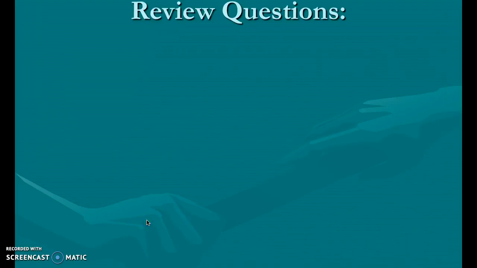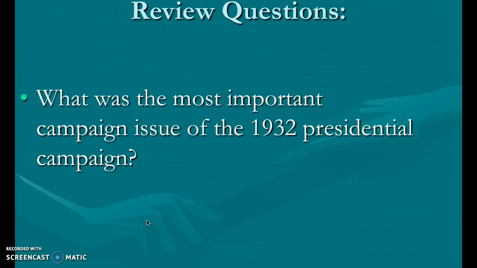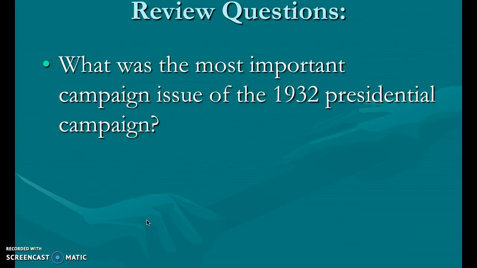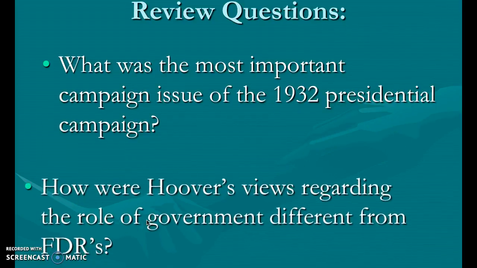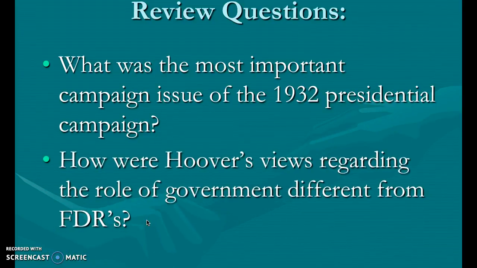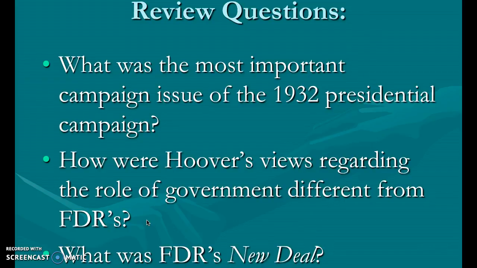So here are 3 review questions I want you to answer on your guide and notes. Please use full sentences. What was the most important campaign issue of the 1932 presidential election? How were Hoover's views regarding the role of government different from FDR's? I mean, one of them thought it was the responsibility of the government to help people. One of them thought it wasn't. Explain that a little bit. And what was FDR's New Deal? Just in a sentence or 2, explain to me what the New Deal was.